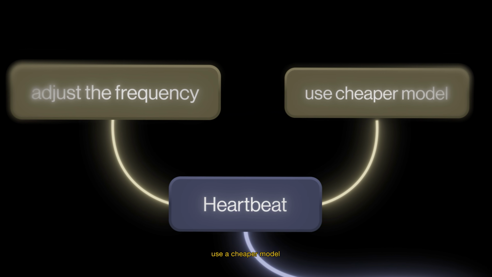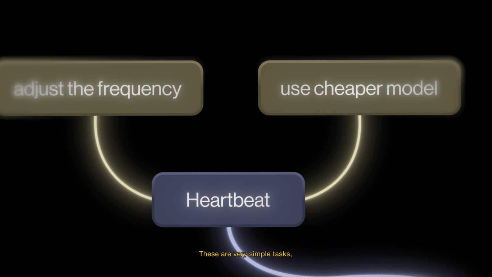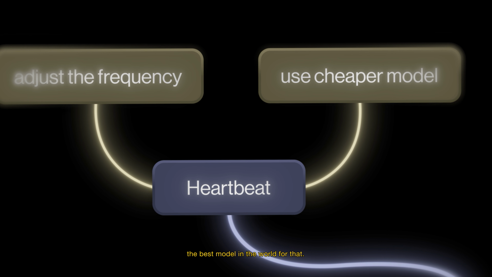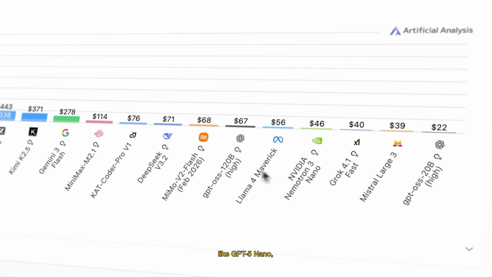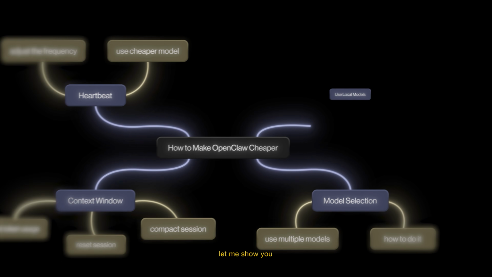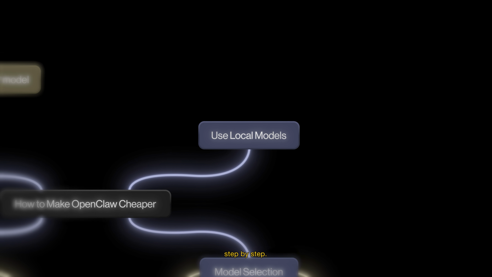Second, use a cheaper model specifically for heartbeat. These are very simple tasks, so you don't need the best model in the world for that. Use any cheap model of your choice, like GPT-5 Nano, GPT OSS, or you can even use free local models using Ollama to cut the heartbeat cost to 0. So let me show you how to use local models step by step.